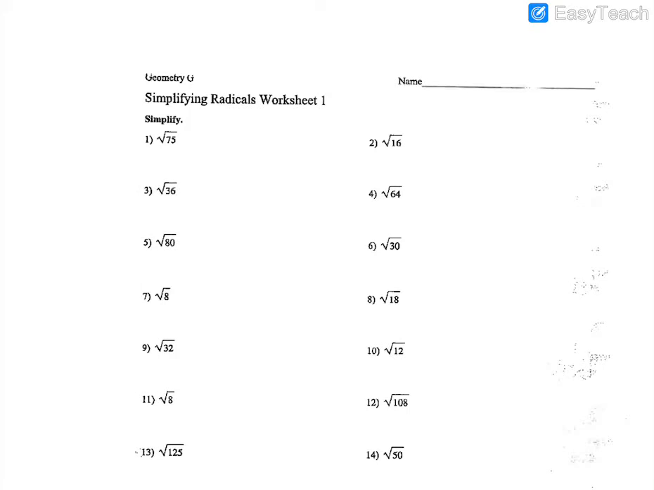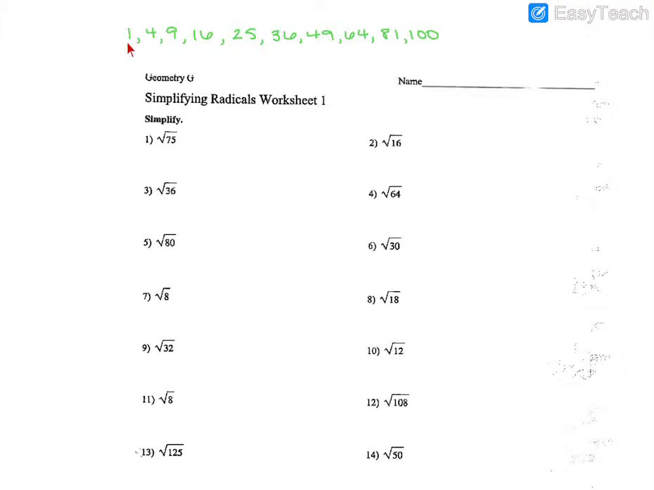So it's best to always make this list at the top of your paper or somewhere that's handy to look at. So perfect squares are numbers like 1, 4, 9, 16, 25, 36, 49, 64, 81, 100. Okay, so that is the start of our list. Now, how did I come up with these numbers?